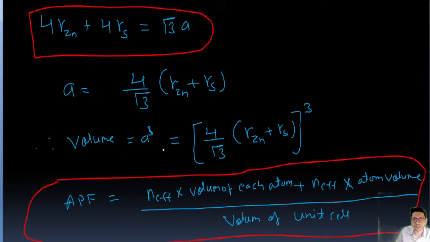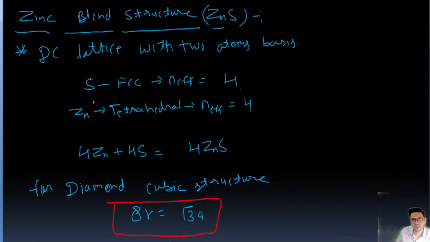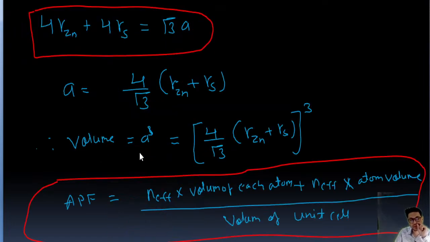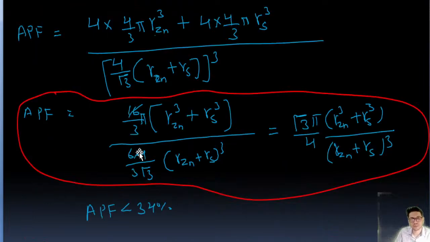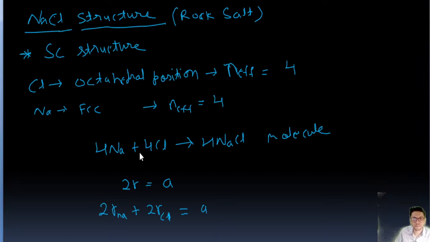The same case like here, this one for ZnS, right? This is 4R Zn plus 4R S equal to this. Now it is 2, right? It's a 2. You need to note down. It's 2.